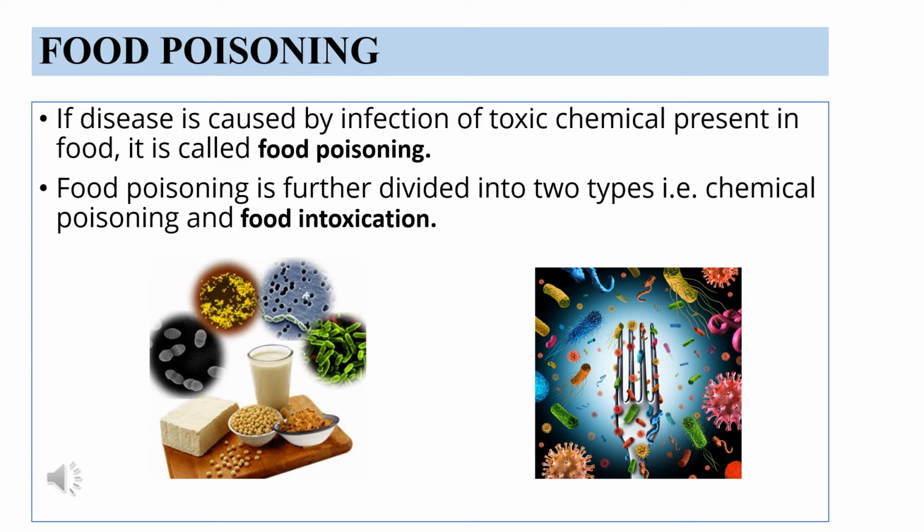Food poisoning. Food poisoning is basically a disease caused by ingestion of toxic chemicals present in the food. In the food, there are some toxic chemicals which are produced by microorganisms. These toxic chemicals are responsible for spoiling the food, and when the spoiled food is eaten by human beings, they suffer from a disease called food poisoning. This food poisoning is further divided into two types: chemical poisoning and food intoxication.